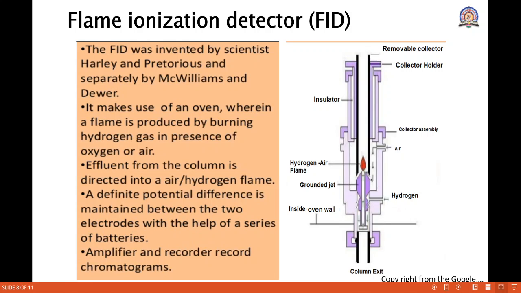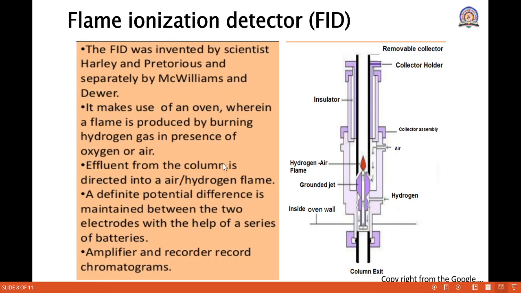Here the figure is given. In this figure, hydrogen gas is introduced. In the presence of air or oxygen, this gets burned and creates a flame. It makes use of an oven, so the temperature increases here, similar to the oven temperature. It heats the sample, wherein a flame is produced by burning the hydrogen gas in the presence of oxygen and air.